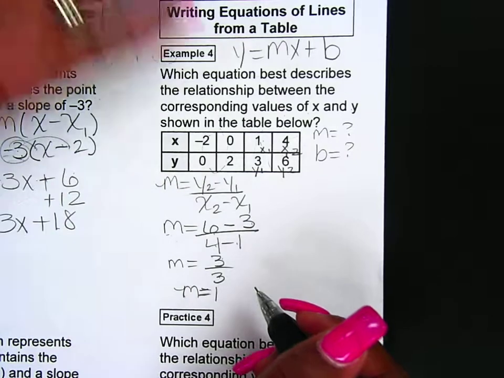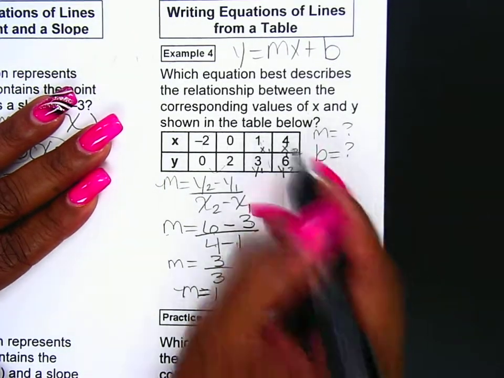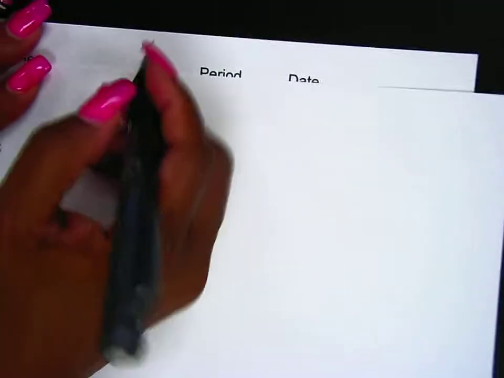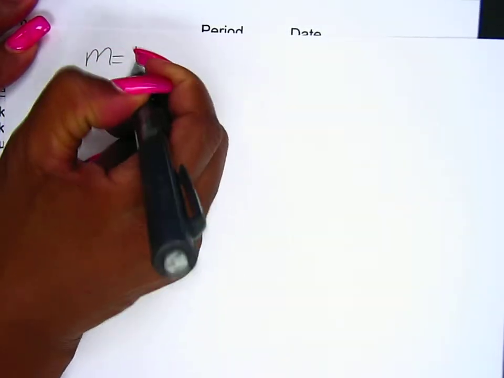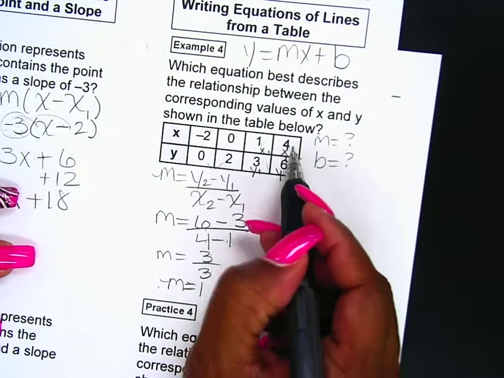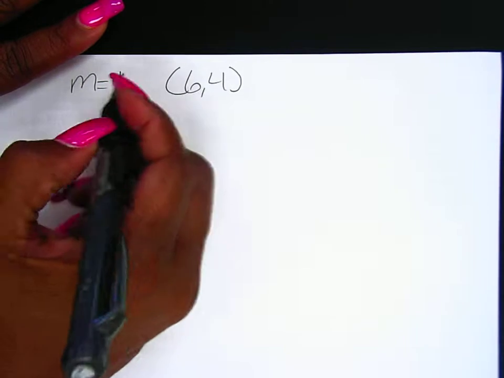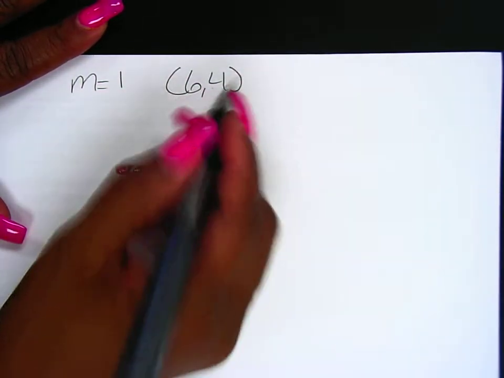Now, let's choose a point and use the point slope formula. So what point? I want to use 4 and 6, or 6 and 4. 6 and 4. So I'm going to say, okay, m equals 1. The point that I'm using is 6, 4. Let's make sure, go back. The y is 6, the x is 4. Okay, so here we go. I'm going to use the point slope formula because I know the slope, and I have a point. I have many points, but I chose that point.